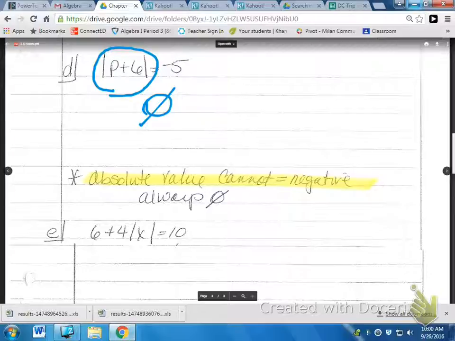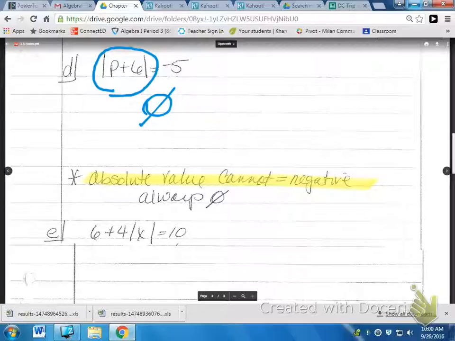Do not be tricked by that. You cannot say the absolute value of anything is a negative answer. It can never have a negative distance. Okay, the part inside of it could be negative, but the absolute value of it cannot be negative. All right, questions about that?